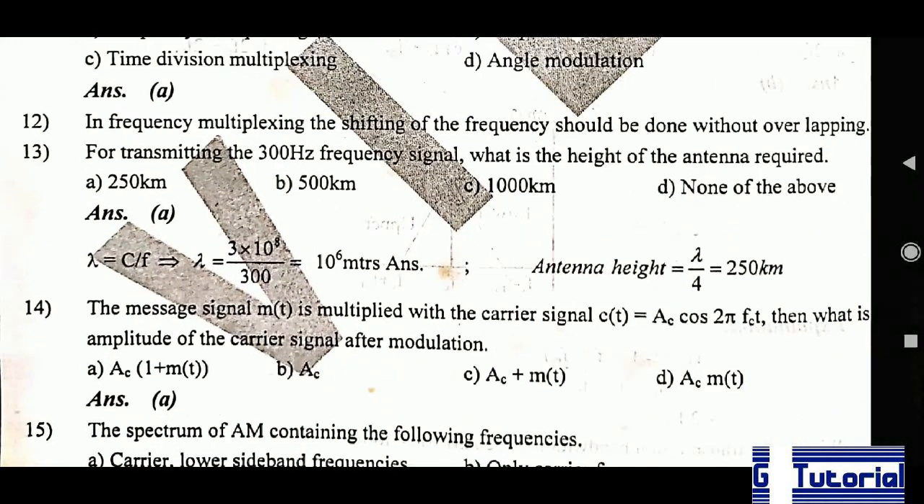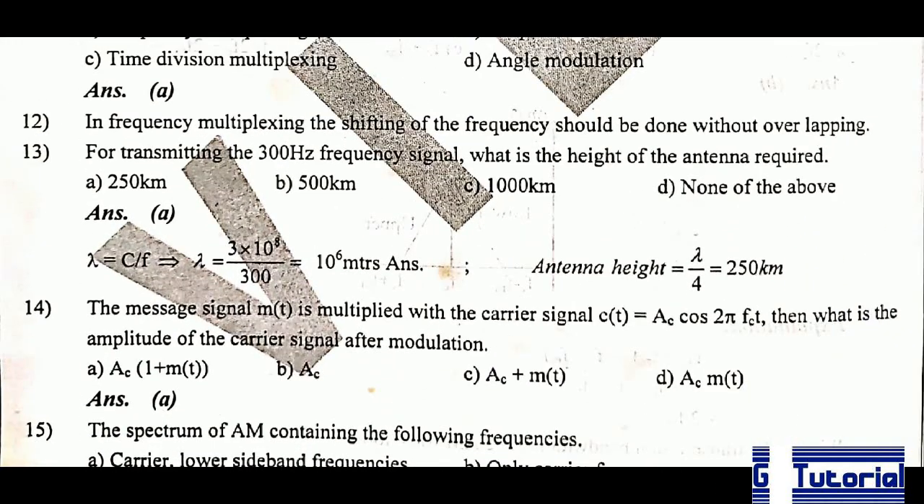Next question. The message signal m of t is multiplied with carrier signal c of t equals Ac cos 2 pi fct. Then what is the amplitude of the carrier signal after modulation? It is the amplitude of the carrier which is varied in AM. So the value of amplitude after modulation is Ac into 1 plus m of t. That is, option A is the correct answer.